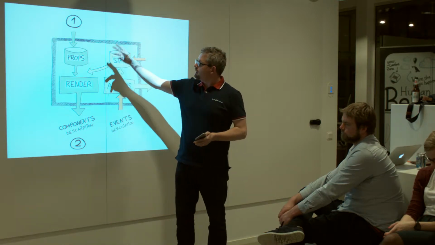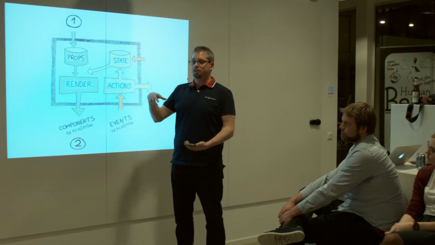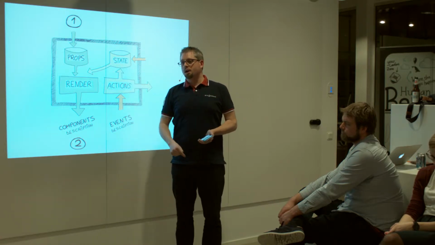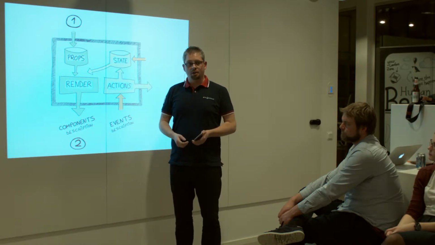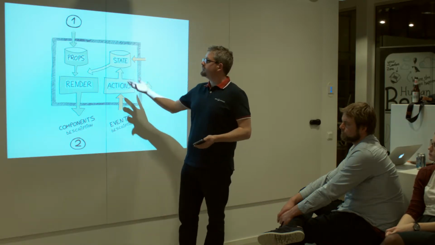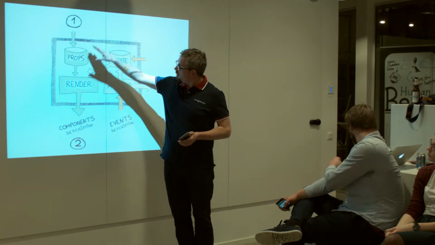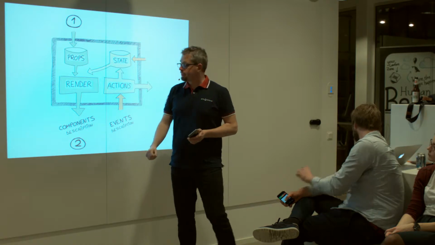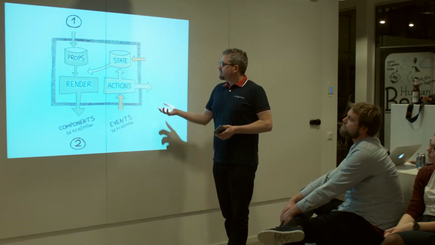I've colored this in green because this is the main flow. It's the one-direction flow, the simple stuff that you can do in React. And by the way, 85% of your components should do only this part.